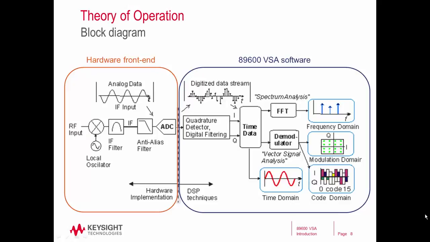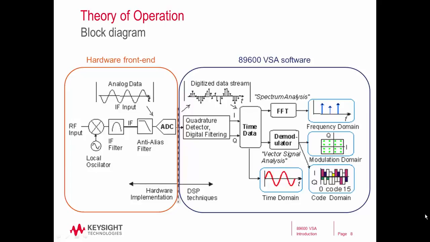Here in this diagram, we can see how the hardware front end and the 89600 VSA software are working together. In the orange rectangle on the left, we have our representation of the acquisition being made by the hardware, which is then passed to the 89600 VSA software, and all of the operations being done in the software are contained within that blue rectangle on the right.